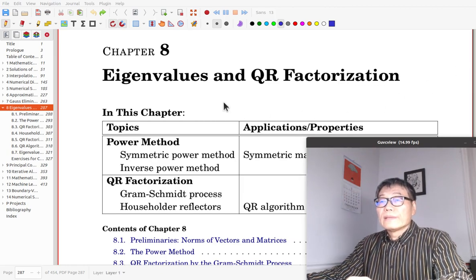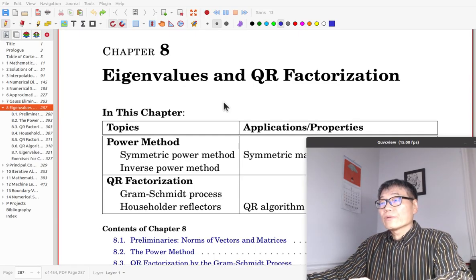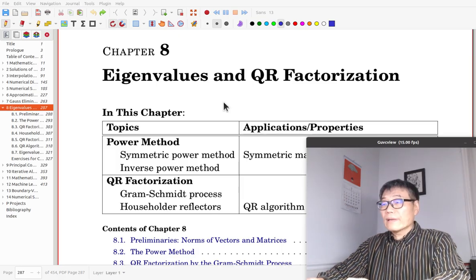In Chapter 8, we'll study eigenvalues and techniques around the QR factorization. We'll start with the power method, which is a simple eigenvalue algorithm finding a single eigenvalue. Then we'll study QR factorization. Finally, we'll consider QR iteration to get all eigenvalues and eigenvectors at a time.